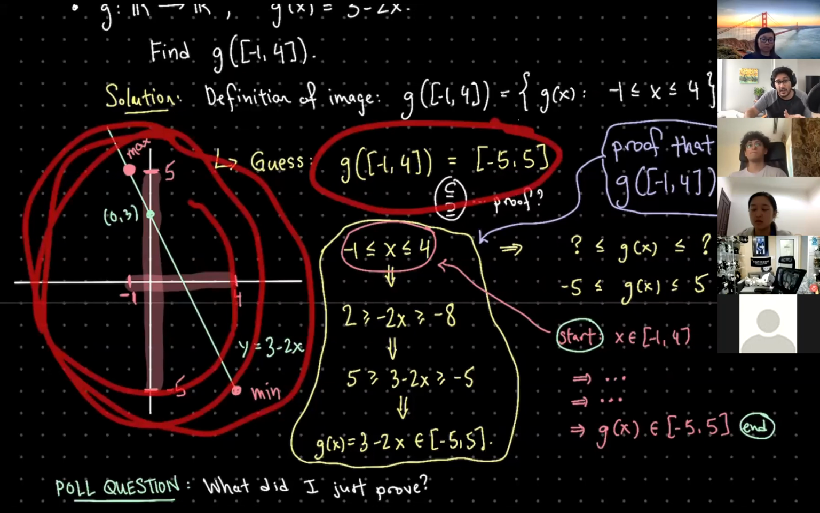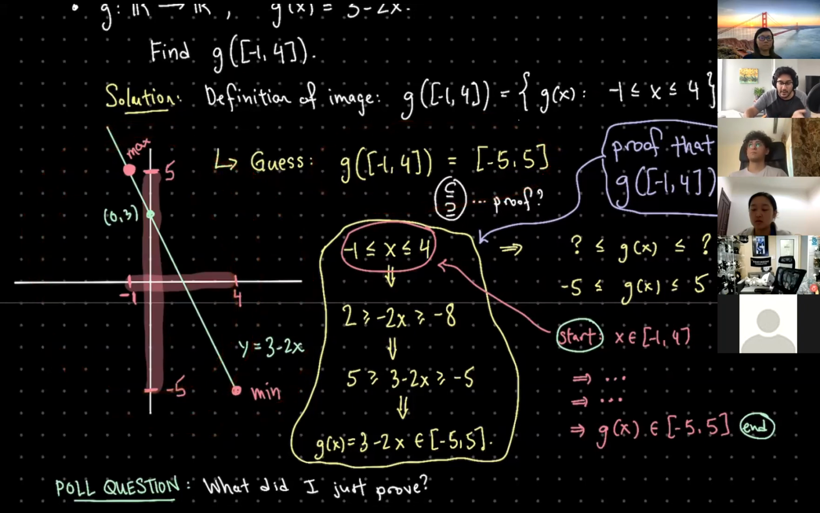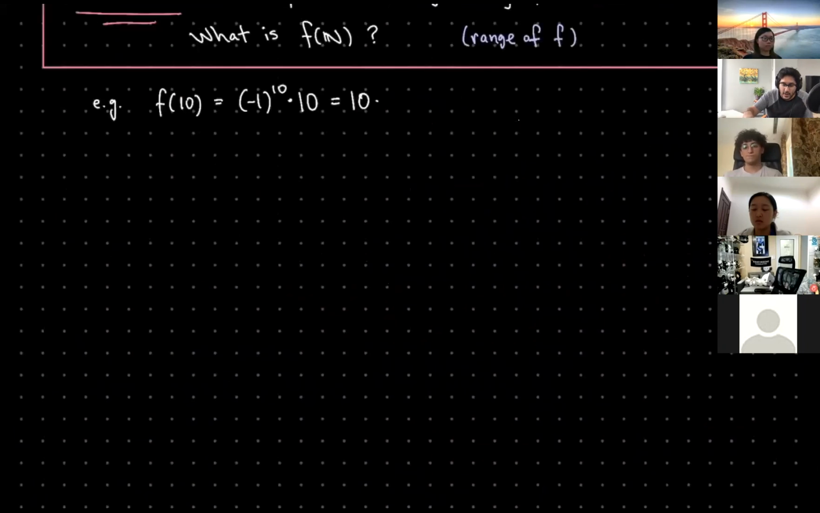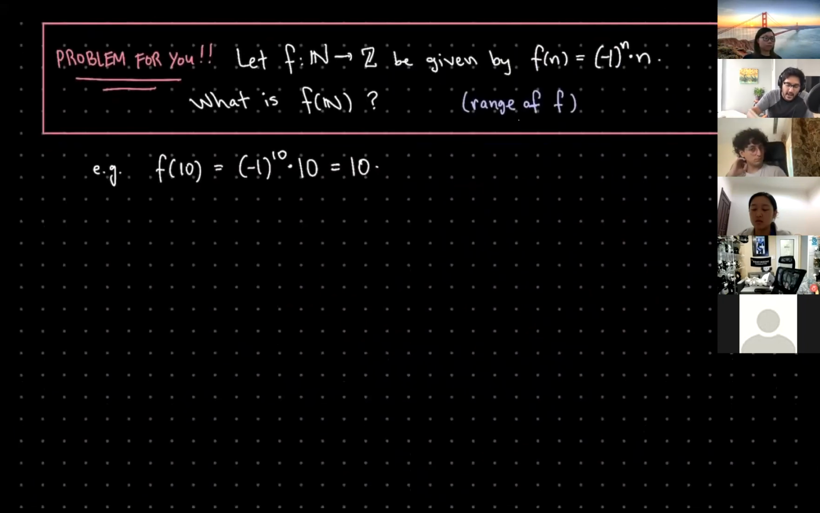Does that make sense? The first thing I did was guess, and a mathematical word for guess is conjecture. I made the conjecture and then I proved it. And the way I proved it was by double inclusion, because that's the way we prove that two sets are equal. So let's try that. Let's try making a guess.